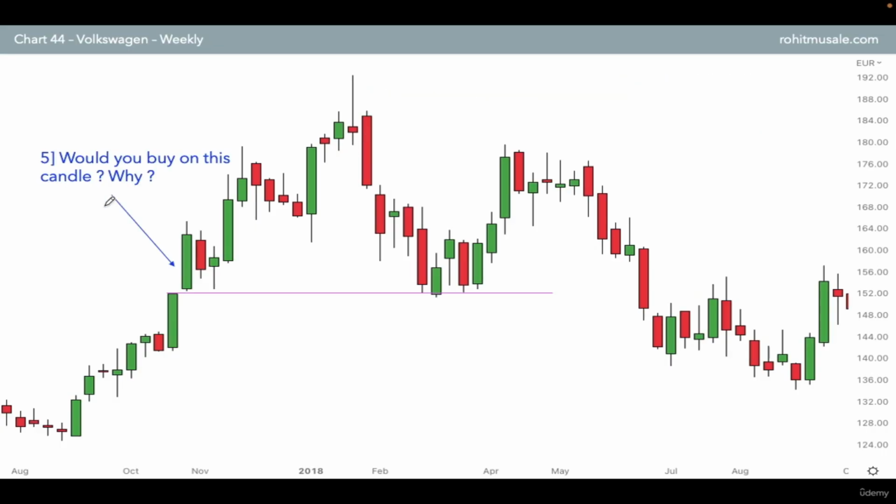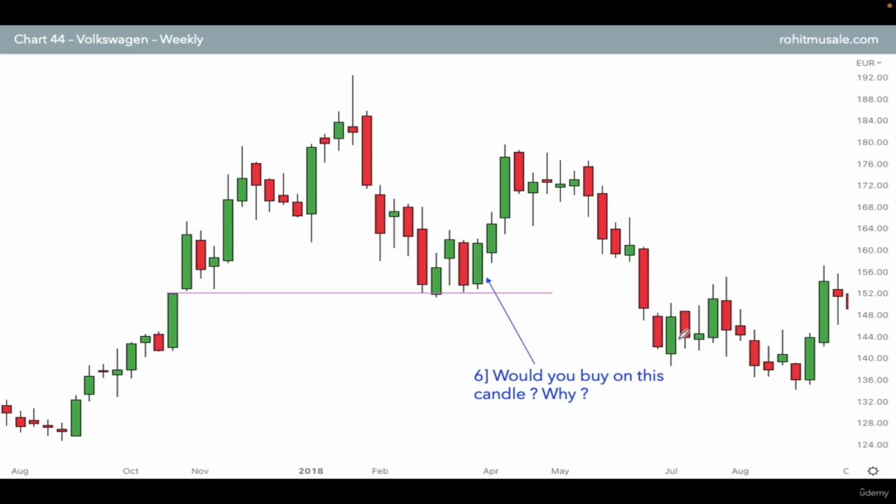Number 5, would you buy on this candle and why? If you look at this candle, it's completing a rising window. Just because it is completing a rising window doesn't mean that you buy on that candle, because what if the price goes up, comes down, tests that level and then goes back up, right? That is the reason why I would not buy on that candle.